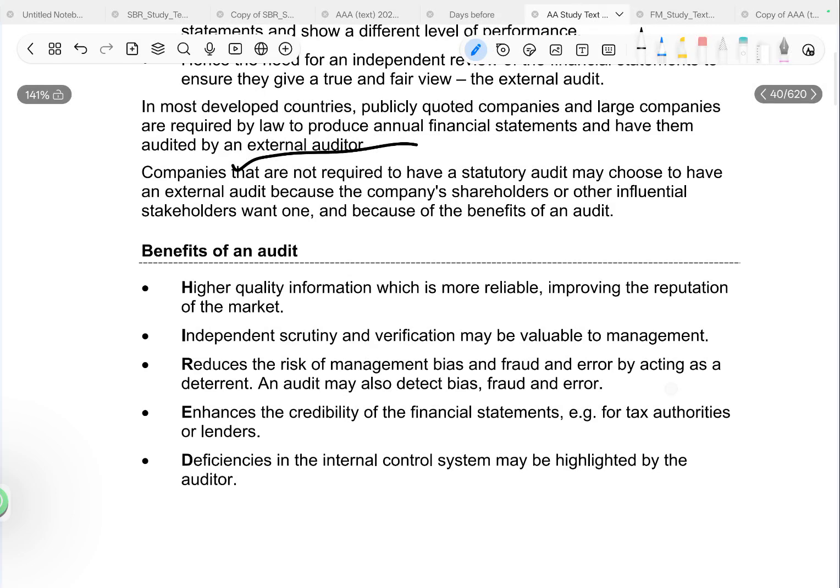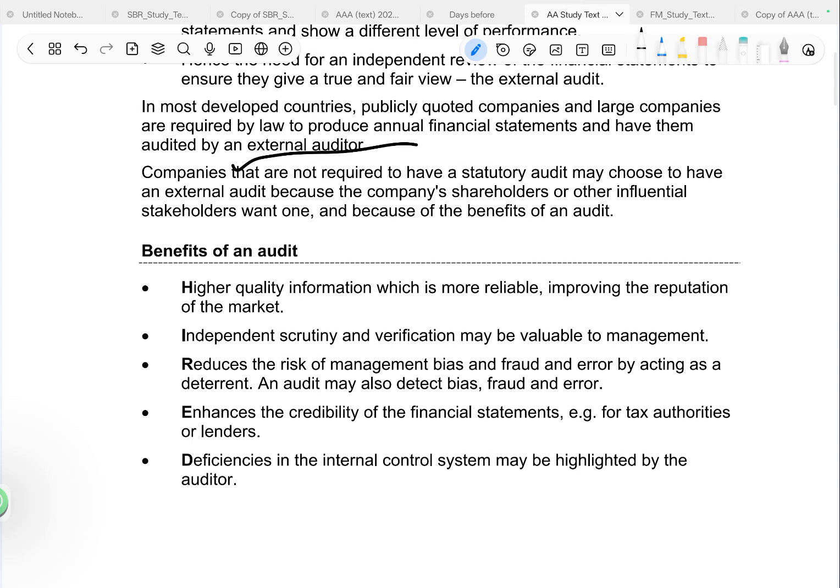First, an audit improves the quality and reliability of financial information. When users know that the financial statements have been independently checked, they trust the information more. This also improves the reputation and credibility of the company in the market. Second, audits provide independent scrutiny. This means an external professional carefully examines the company's records, which can actually be very valuable for management as well. Sometimes auditors even identify weaknesses or mistakes that management doesn't notice.